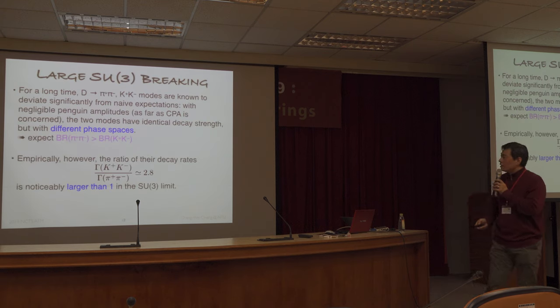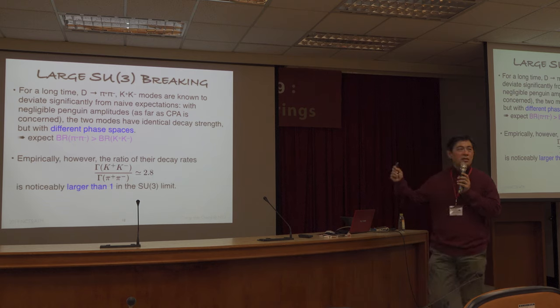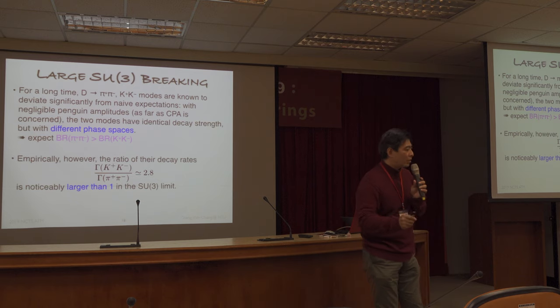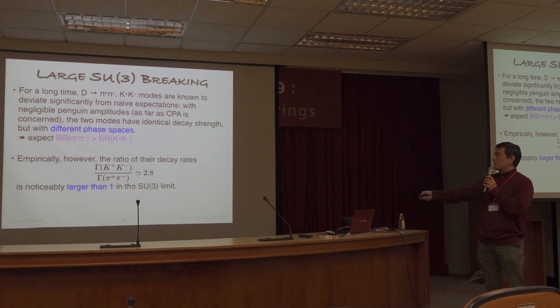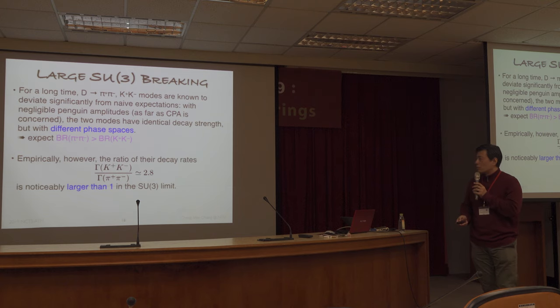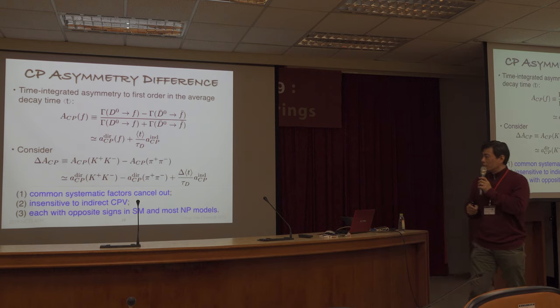But the fact is that the data tells us that there is a big difference between these two decay modes. The KK mode has a larger rate than the Pi-Pi mode by a factor of almost 3. And that's puzzling because the KK mode has a smaller phase space and the Pi-Pi mode has a bigger phase space. So it should be the other way around. But the data tells us that, no, it's the KK mode that is more favored. So that's a puzzle to people. Let me stop there for a moment, and I will tell you our explanation later.